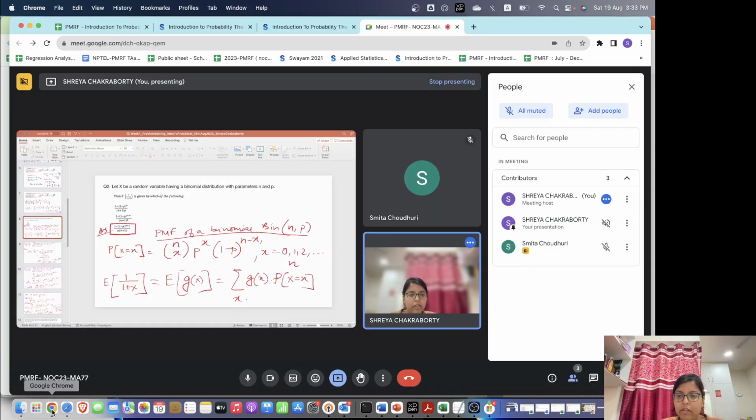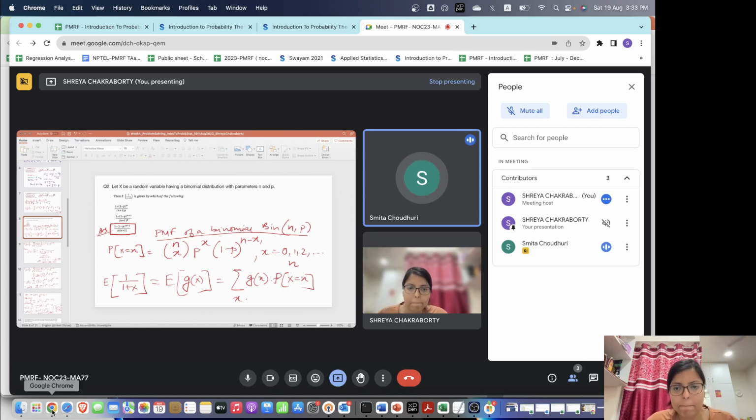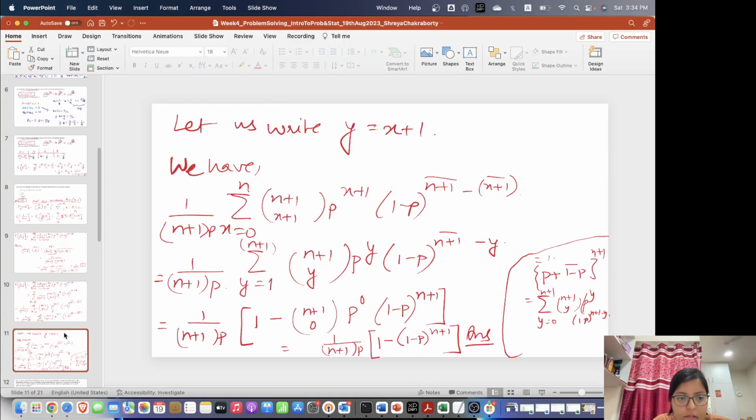Is it okay? Ma'am, can you explain the last step again? Okay. From where? Here. Here p plus 1 minus p raised to n plus 1.